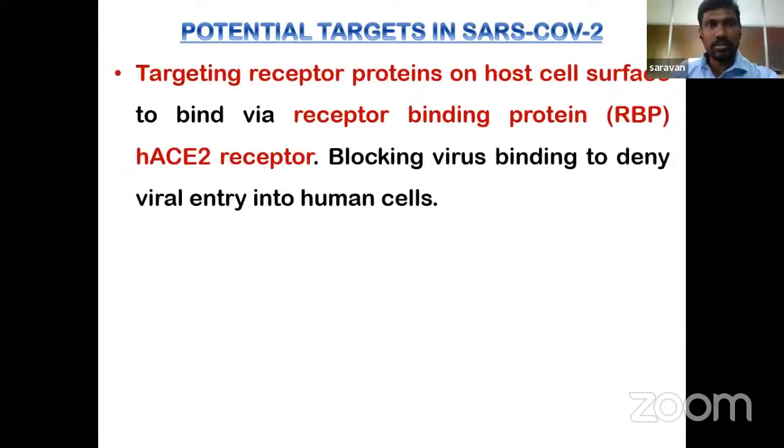So the first one is targeting the receptor proteins on the surface of the host cell, which is nothing but the human ACE2 receptors which are present on the surface of the target host cells, that is nasal and bronchial epithelial cells and the pneumocytes of lung. So blocking these human ACE2 receptors will deny the viral entry into the human cells.